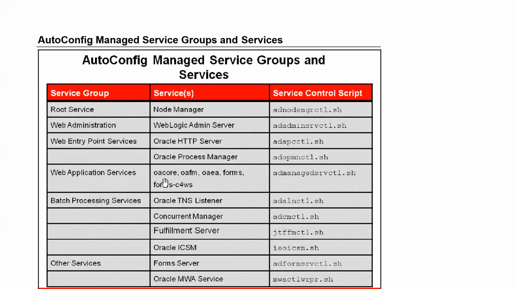but you need to replace it. Suppose if you want to bounce OA core, you have to say sh admanagedserver start oacore_server1. How do you get that name? How do you know the name?